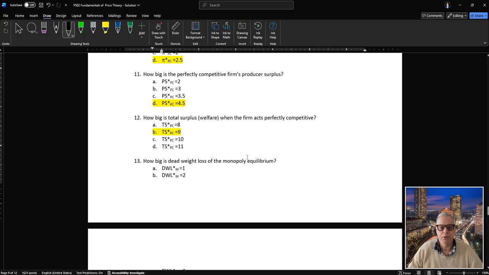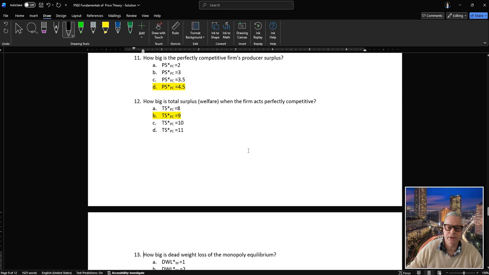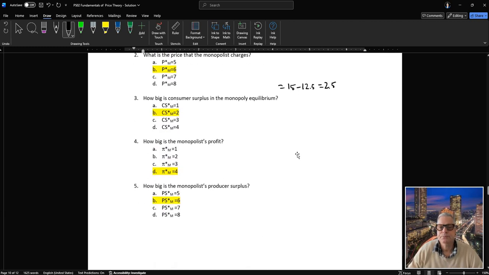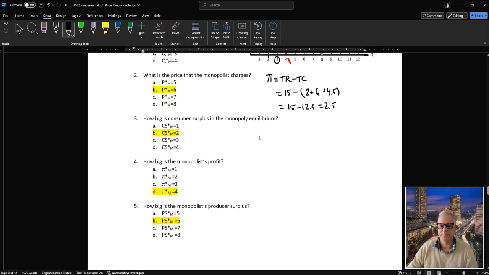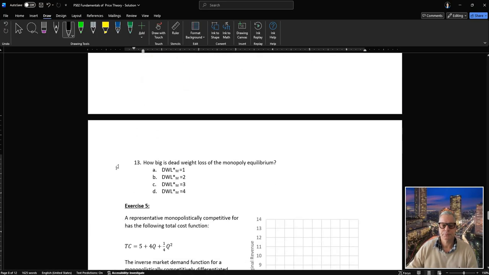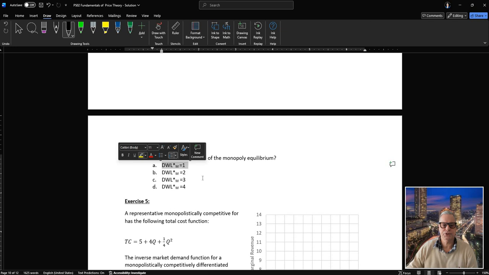And how big is the deadweight loss? Let's put it on the other side. Well, the deadweight loss, because in a monopoly we had this price and this quantity, meaning that this triangle is lost as we make a transition from perfect competition to a monopoly, and that is 0.5 plus 0.5, which is 1. So the deadweight loss is 1.